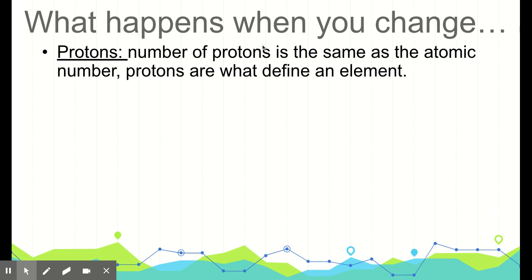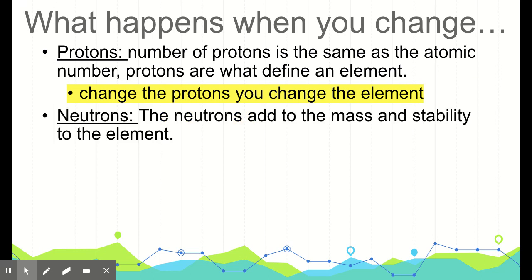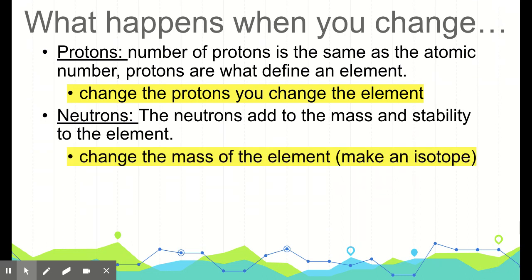Okay, so just a quick thing here. What happens when you change the number of protons? The number of protons defines what atom you're talking about. So if you're changing the number of protons, you're changing what element you're talking about. If you go from 8 protons to 9, you're going from talking about oxygen to fluorine, for example. Neutrons: if you change the number of neutrons, you're changing the mass of the atom, which also changes its stability. So you're going to create an isotope if you do that.